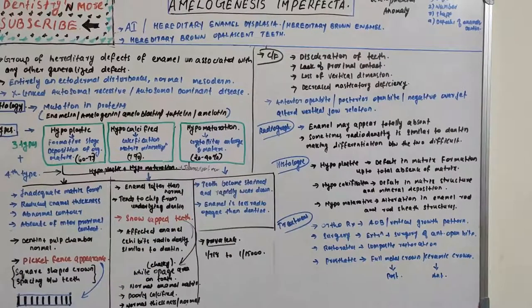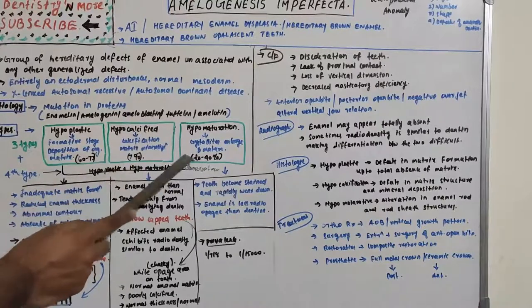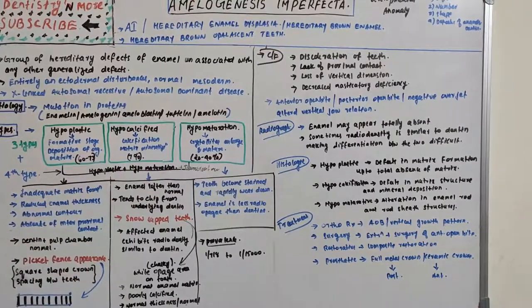We know hypo means less than normal, hyper means more than normal. So it is not actually forming up to the normal stage; it is something less than normal. So hypoplastic, hypocalcified and hypomaturative. Along with that, we have one more type, a fourth type, which is a combination of hypoplastic and hypomaturative type. It is commonly seen along with taurodontism. Hope you know what taurodontism is. So that is the fourth type along with hypoplastic, hypocalcified and hypomaturative. These two combined, hypoplastic and hypomaturative, with taurodontism, will be the fourth type.